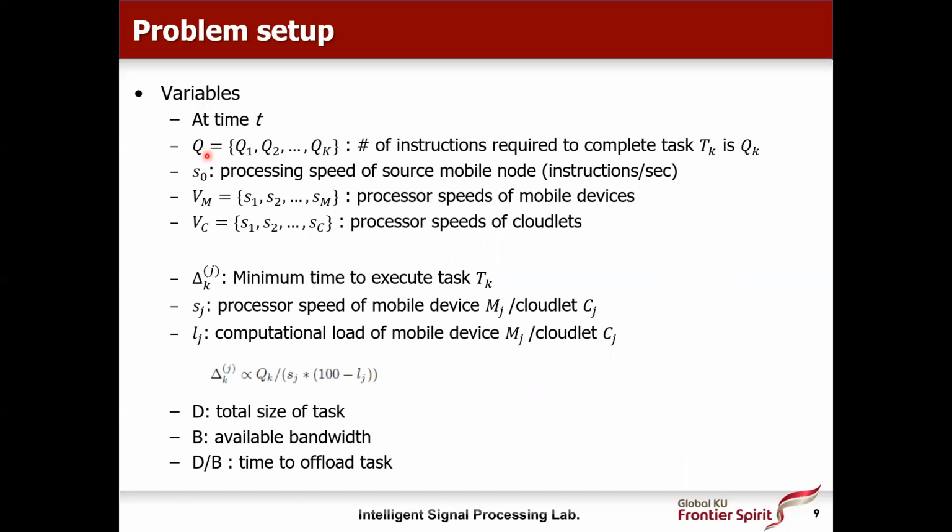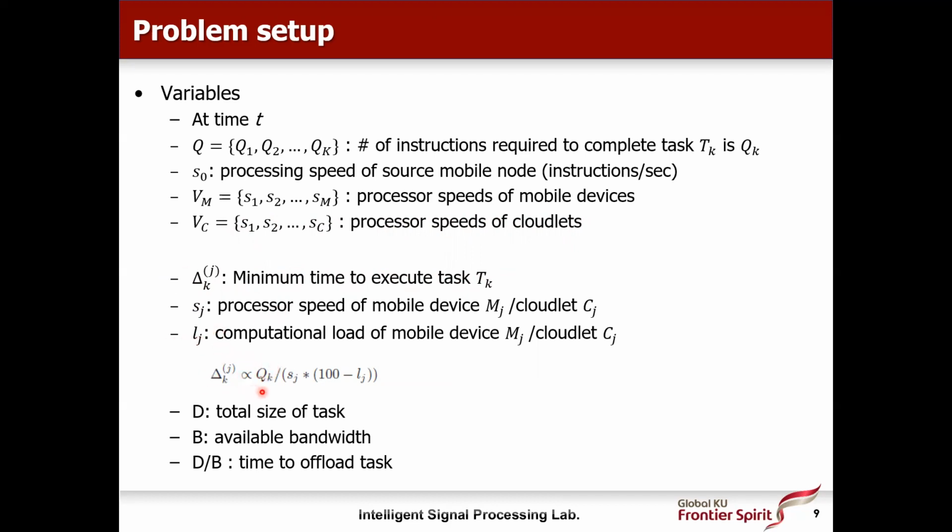So at time t, we're given a few additional variables. Q represents the number of instructions for each task. So you can think of this as the size of each task. S0 is the processing speed of the source mobile node. VM is a vector that contains the processor speeds of each of the mobile devices. VC is the same vector, but contains the speeds of the cloudlets. And delta K represents the minimum time to execute each task TK.